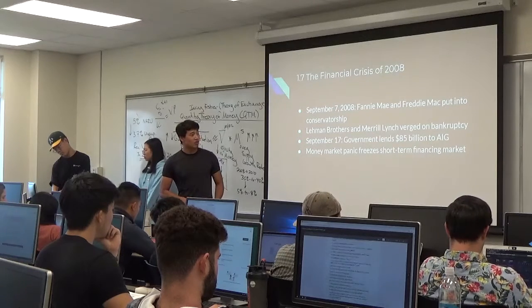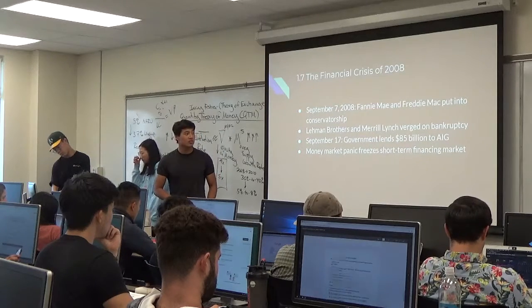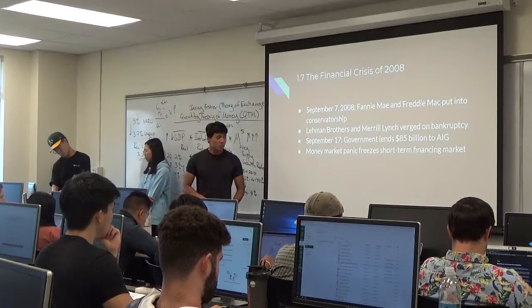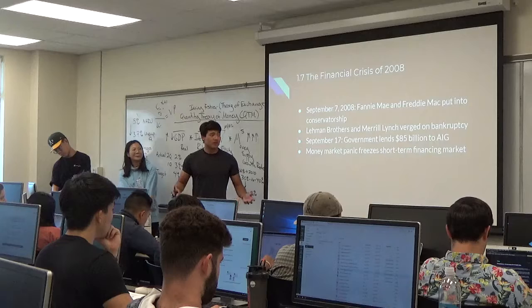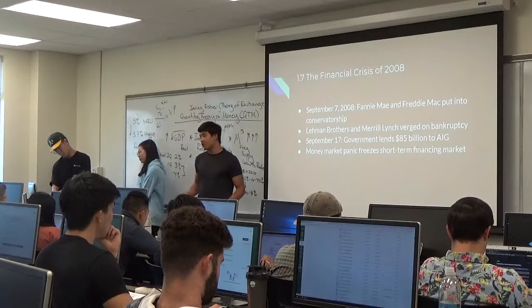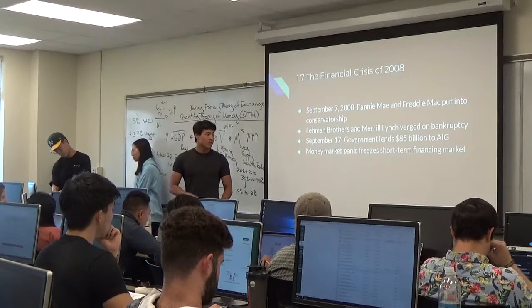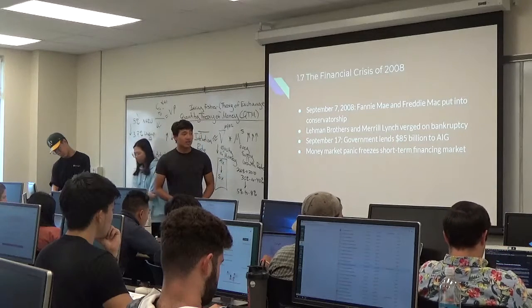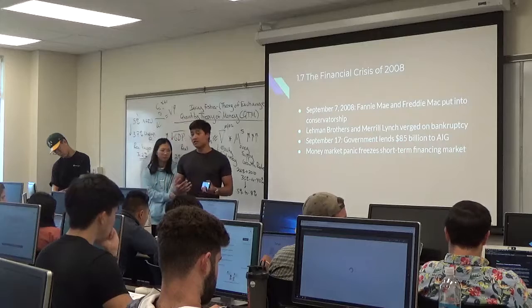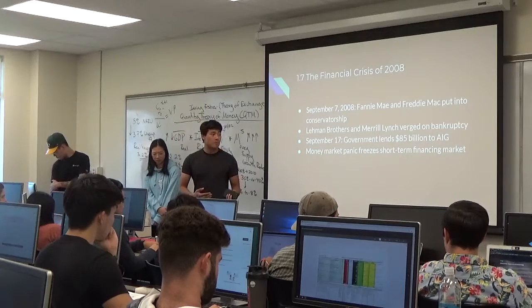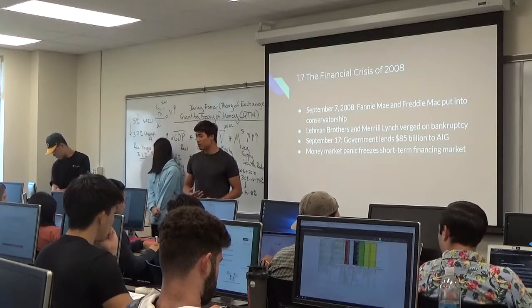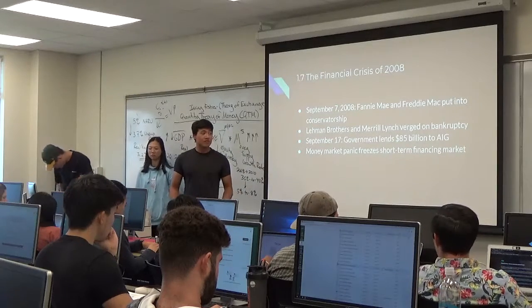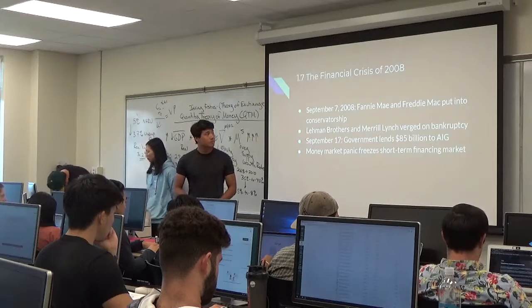They bailed out some companies and banks. They lent $85 billion to AIG. And after that, the government wasn't able to intervene on a big scale, so the money market went into a panic. And as we know, when the financial market drops below 1,000 points, it freezes the financial market.